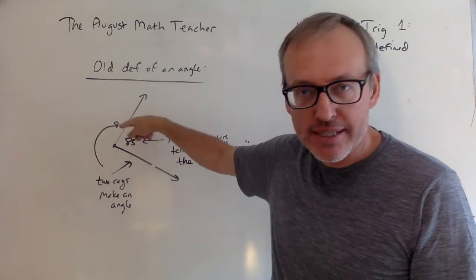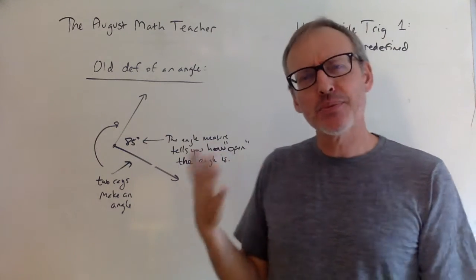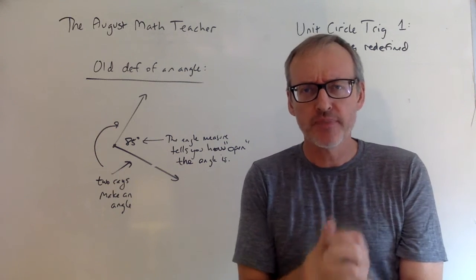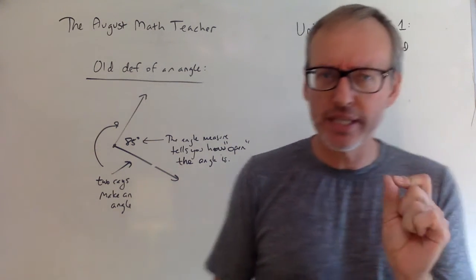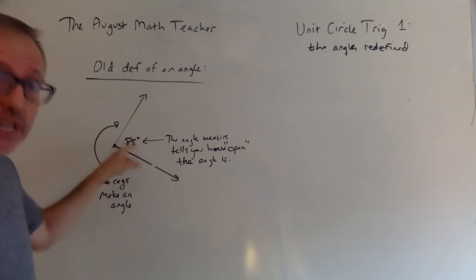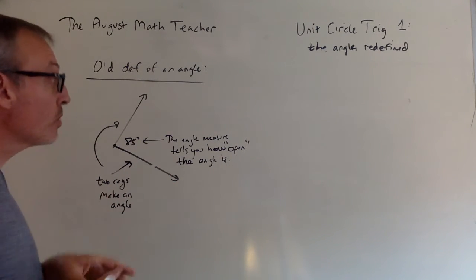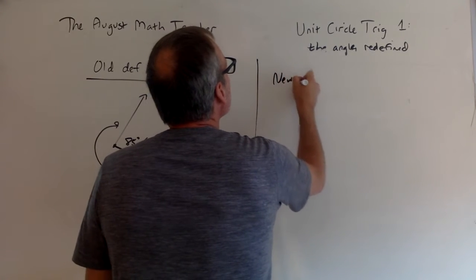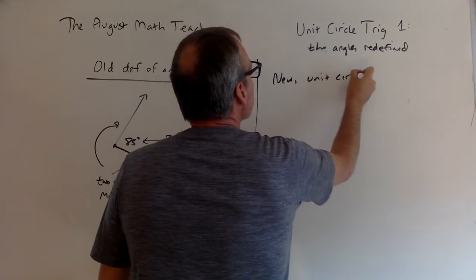What the stuff on the inside is that people are thinking about, that's related to the space that the measurement is about. It's how open it is. So let's be careful that we understand what the angle is. It's just two rays. And the number that goes there tells you how open they are. That's the old definition. Here is the new unit circle definition.